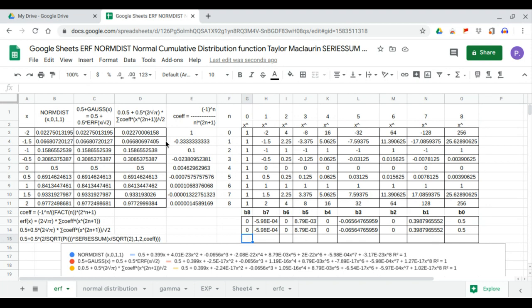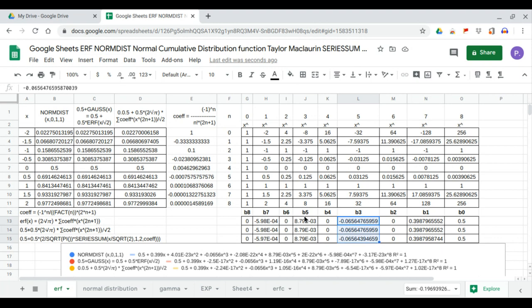Then let's try the third one, this range. So this will be LINEST of these values of our expansion and this range. Still, we get exactly the same values except for the last digits, but they are exactly the same.